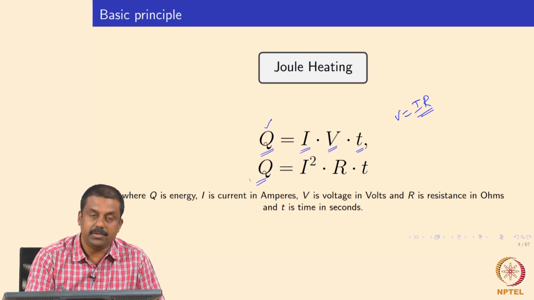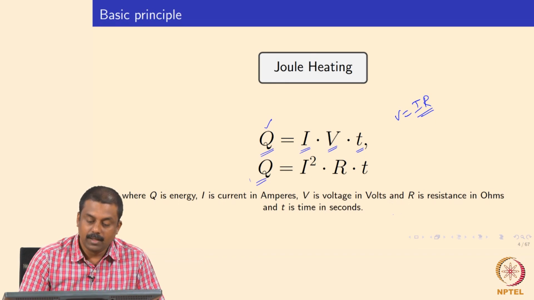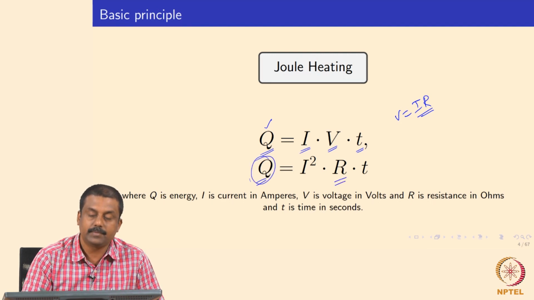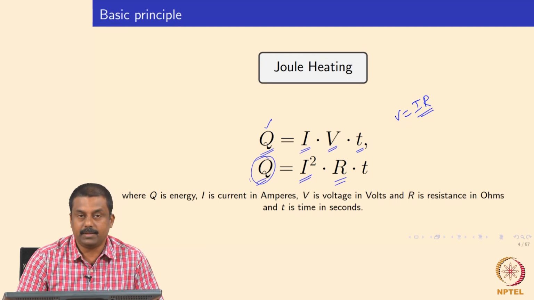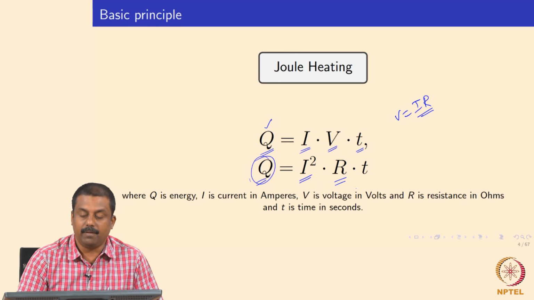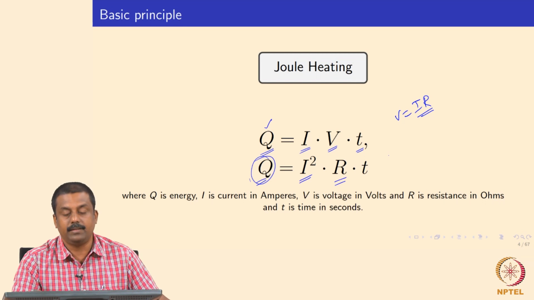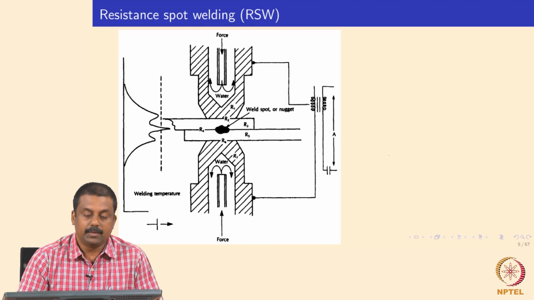This can also be changed into watts. If you take the time to the other side, it becomes joules per second, which is watts, and that will be I squared R. So the main factors controlling the heat generation here are R, the resistance of the circuit, and the amperage, the current you pass in. That determines your heat generation Q. Again, R is not that straightforward. R is not a single factor in this circuit, because if you look at the schematic of resistance spot welding, there are various resistances present in this system.